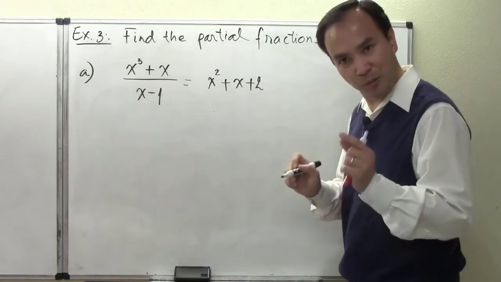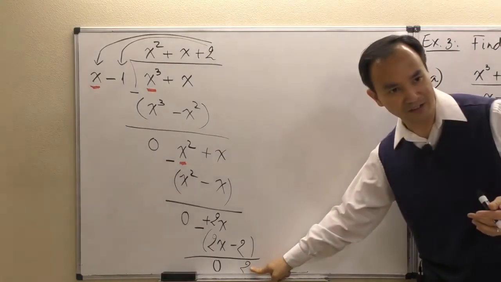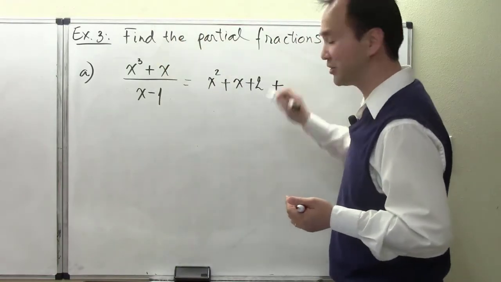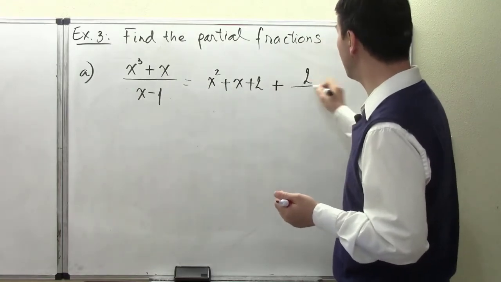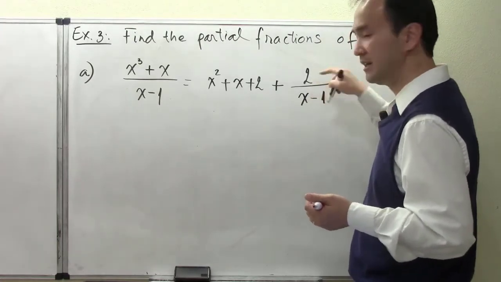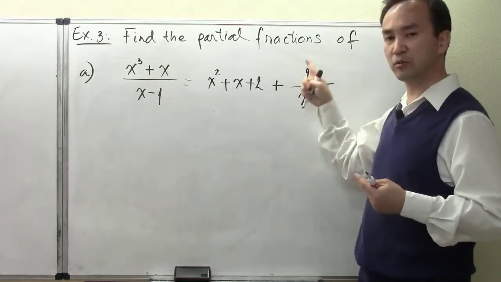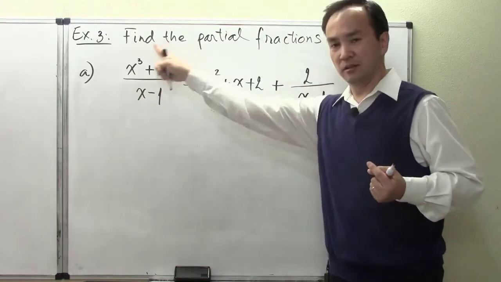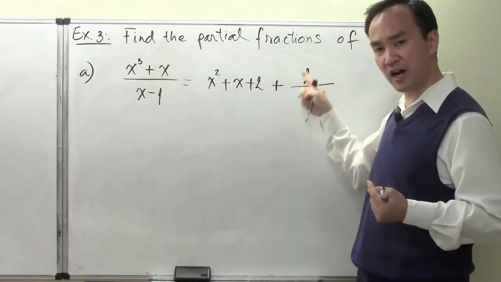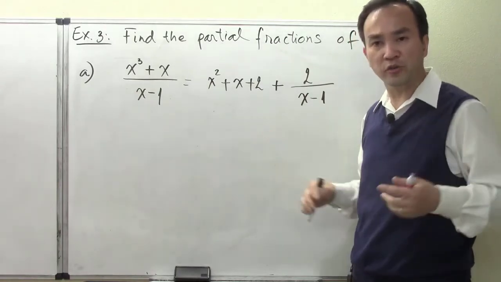The remainder was positive 2, as we have seen here. And so now I have my mathematical rights to write this as plus 2 over x minus 1. So we take that remainder and simply put that over the denominator there. And that's how we express the overall rational expression as a quotient plus a remainder over the denominator, as a simplified rational expression here. Okay, but now, so where are the partial fractions?